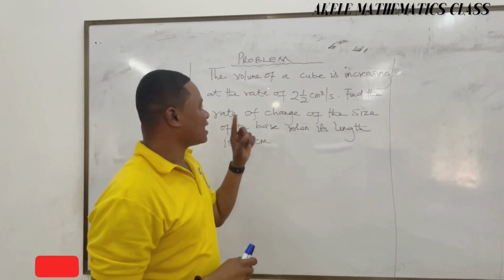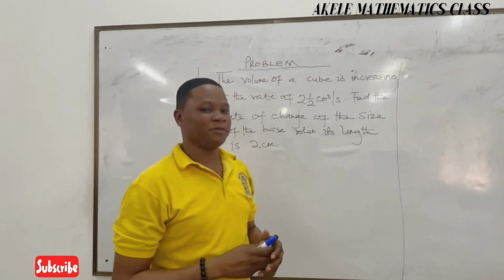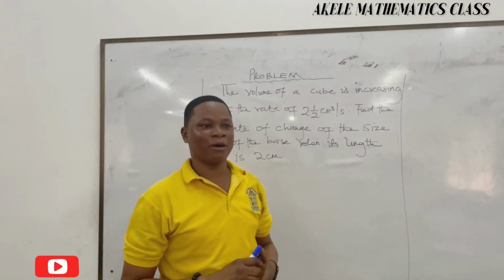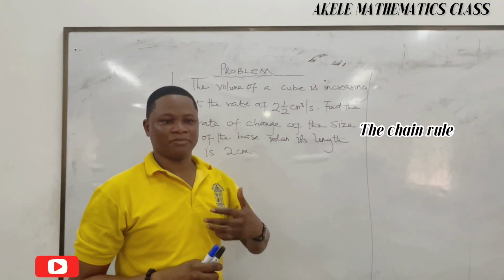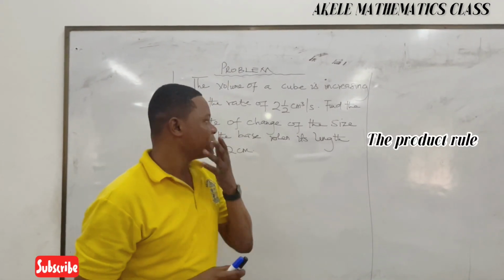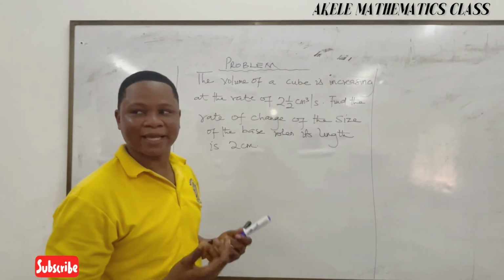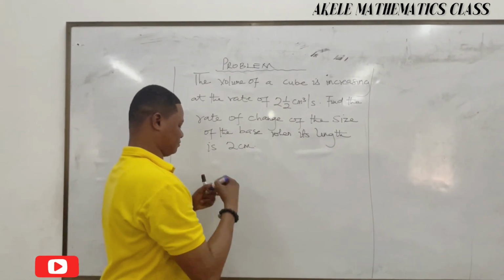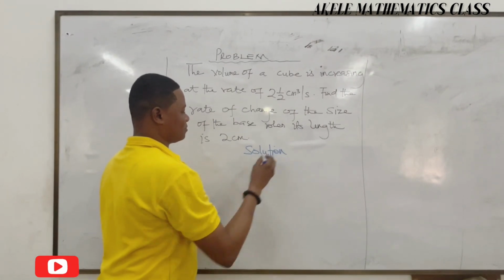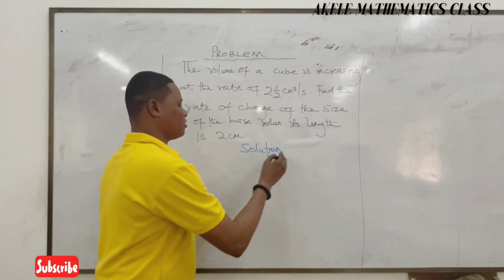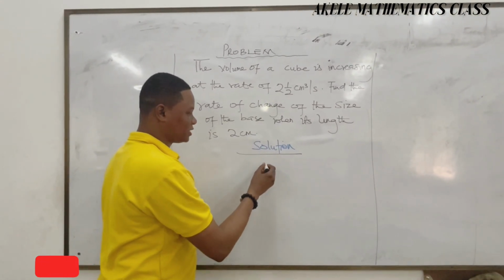Alright, this is an application of what? Differentiation. A problem of this nature requires that you apply all the properties of differentiation, the chain rule, if possible the product rule. And so, in order to solve this problem, we need to at least make a sketch. So we make a sketch of a cube.